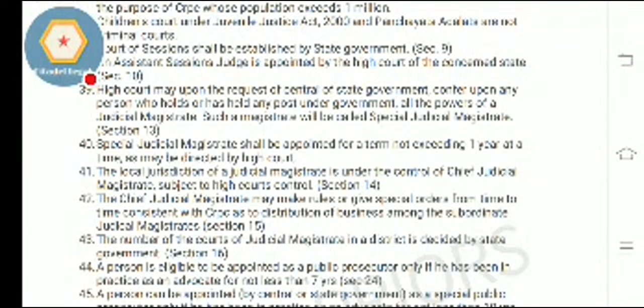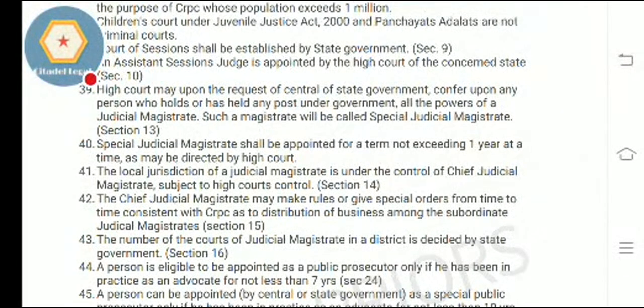Okay, 41, the local jurisdiction of a judicial magistrate is under the control of the chief judicial magistrate, subject to the general control of the High Court. Section 14 says subject to the high court's general control. So the high court is the custodian of the entire judicial process of a state. So the local jurisdiction of a judicial magistrate is under the control of the chief judicial magistrate, subject to high court control.